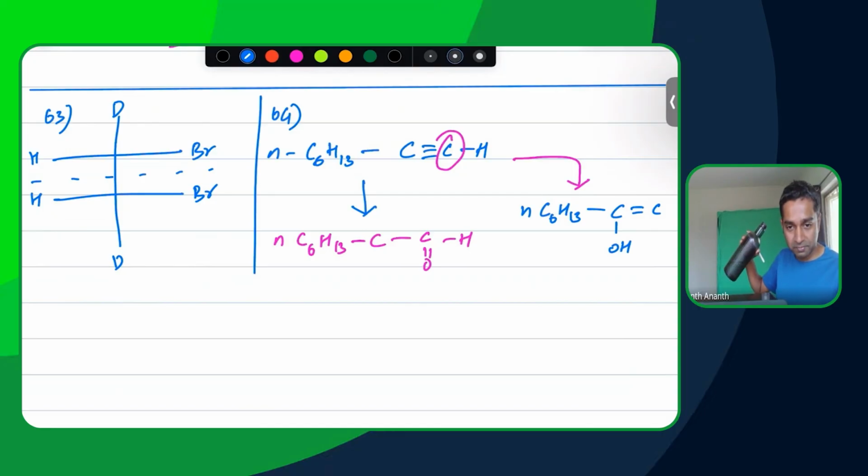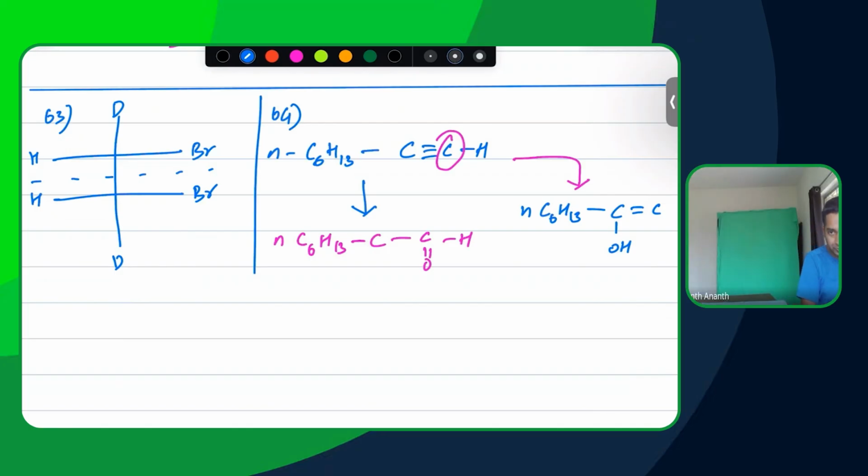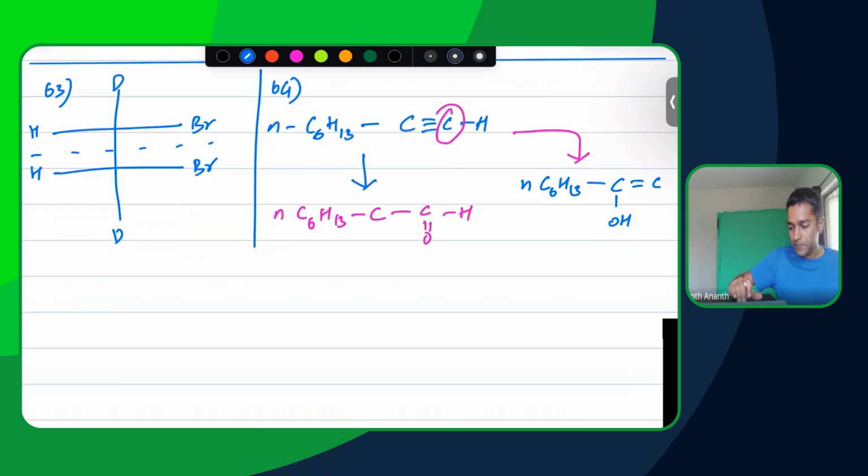Good. Next up, 65. I didn't attempt this question. Could have done it though. Yeah, this is basically the same as the previous question, with slight modifications.